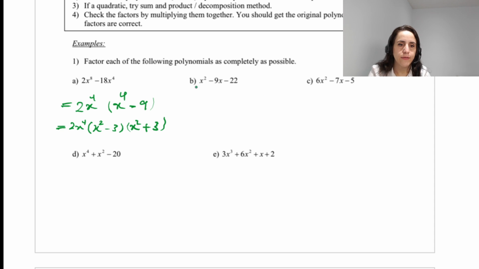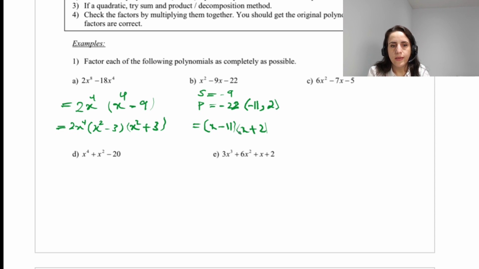Could you figure it out? Sum has to be negative 9. Product has to be negative 22. The only two numbers coming to my mind are negative 11 and 2. Then the answer is going to be x minus 11, x plus 2.